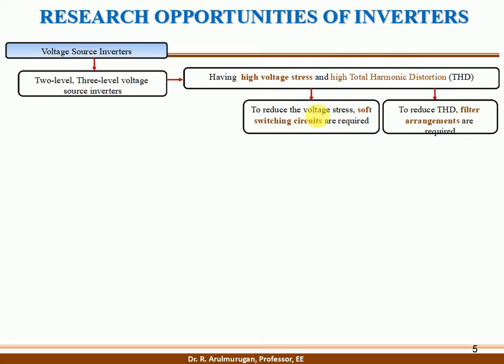Then total harmonic distortion. Harmonics are unnecessary disturbances that can cause circuits to malfunction, so you need to eliminate them. Harmonics are classified as odd and even harmonics. To eliminate them you can use a proper filter arrangement. Another option is the multi-level inverter technique.